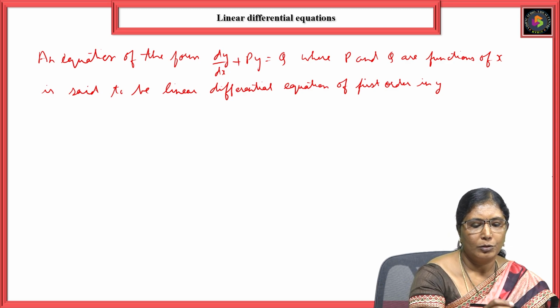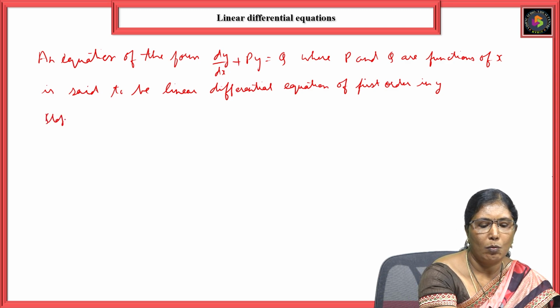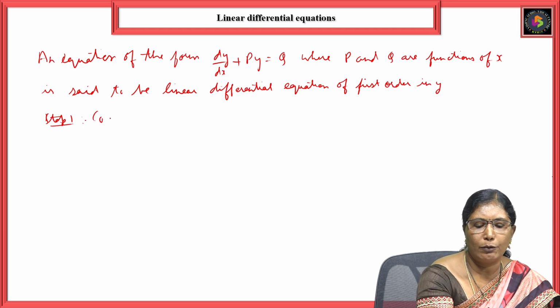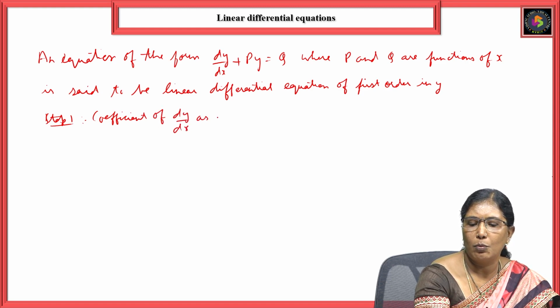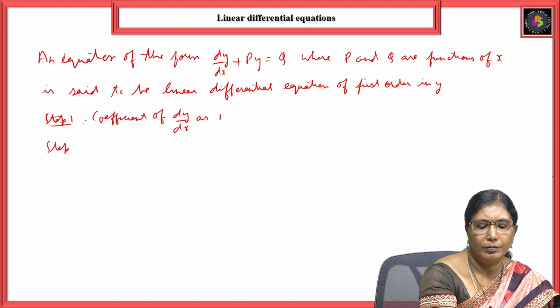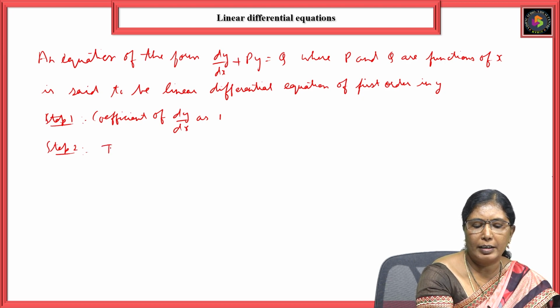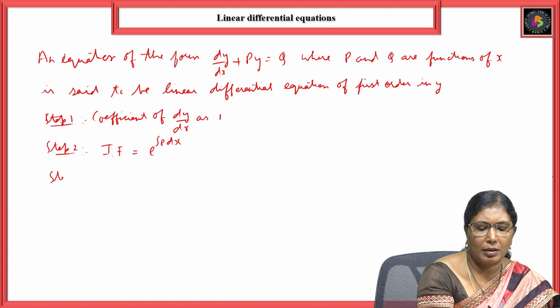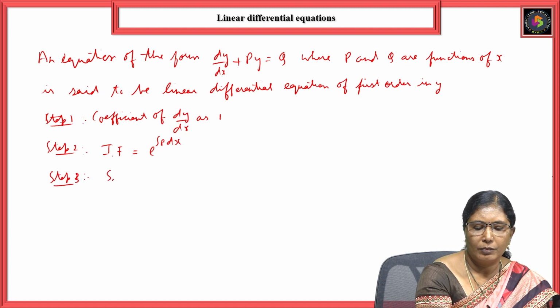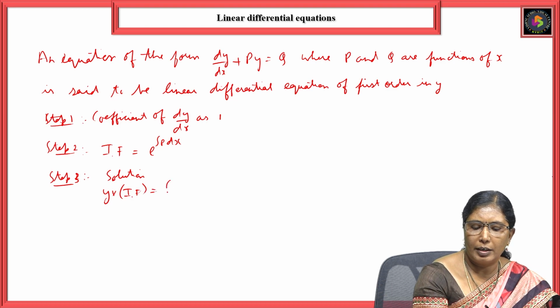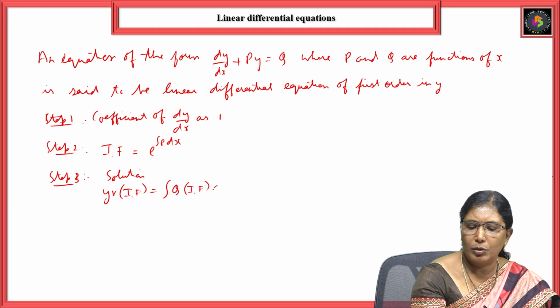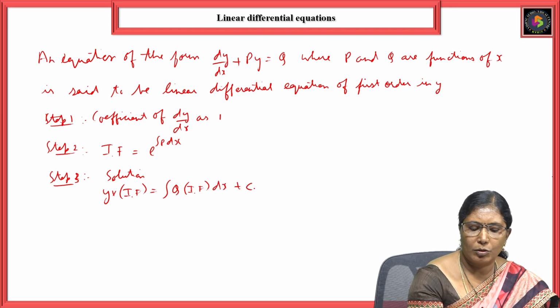So how to solve this problem? Step 1, we should make the coefficient of dy by dx as 1. Step 2, you should find the integrating factor, that is e to power of integration p dx. This is the integrating factor. Step 3, you should find the solution. The solution is y into integrating factor is equal to integration q into integrating factor into dx plus c.